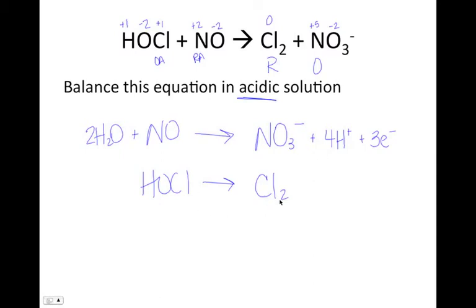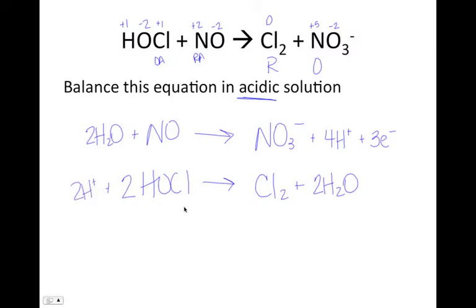Now we move on to the next one. Start with the element in question. So we got 2 chlorines on this side. We only have 1 on this side, so I'm going to plop a 2 right there. And then add enough waters to balance out your oxygens. So we have 2 oxygens on this side. Add 2 waters on that side to balance out these oxygens. Now you need to add hydrogens to the other side to balance out the hydrogens that you added. So we added 4 hydrogens right here. We have 2 already over here, so we only need to add 2 more.